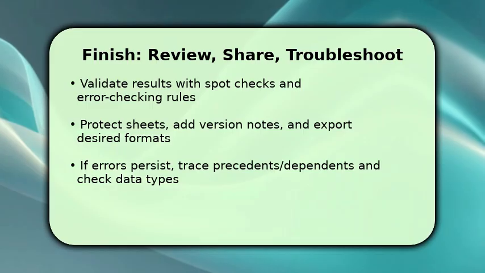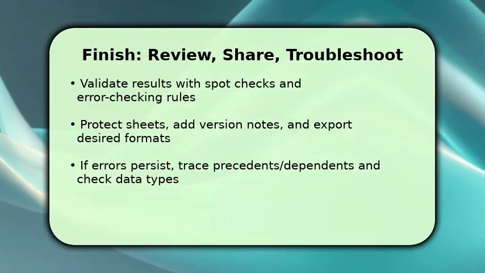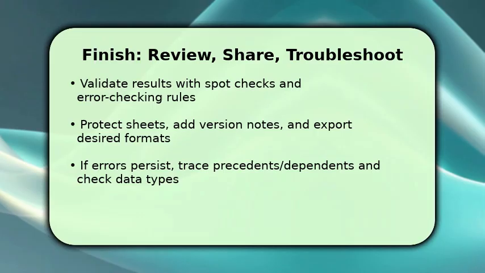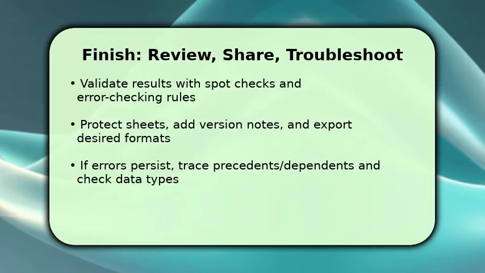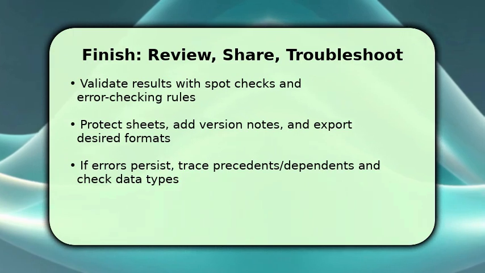If something breaks, use trace precedents and trace dependents to follow formula chains and make sure source columns use the correct data types. Mismatched types are the most common cause of bad results. One quick troubleshooting tip: recalc with F9 after.